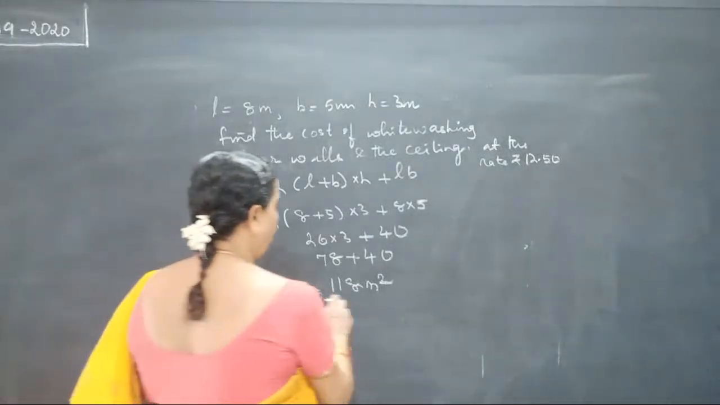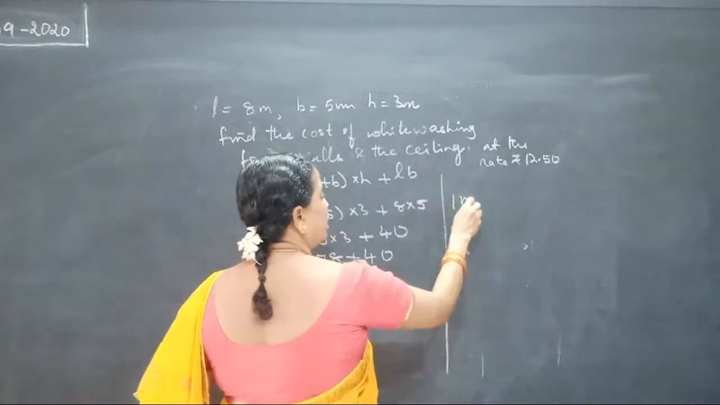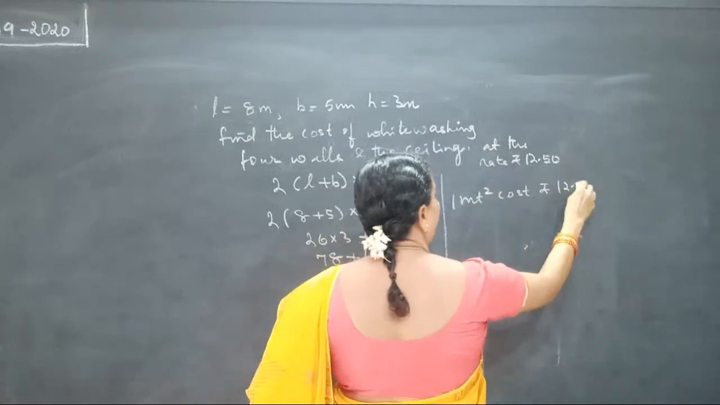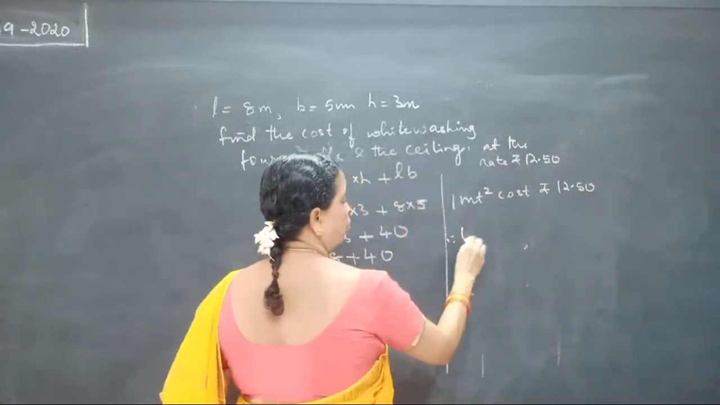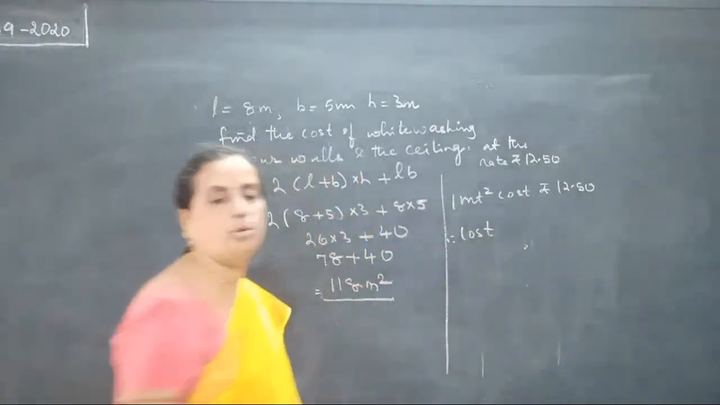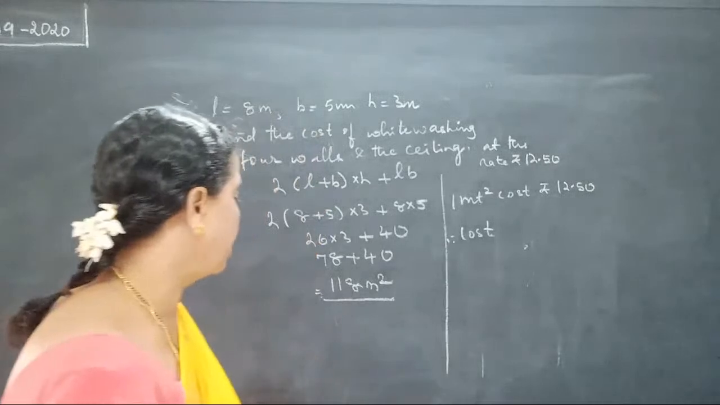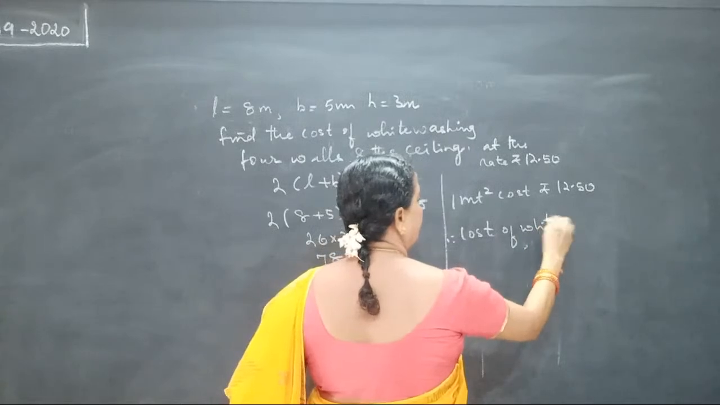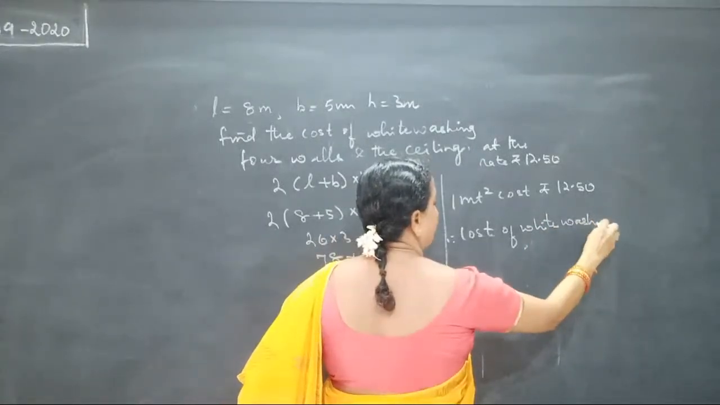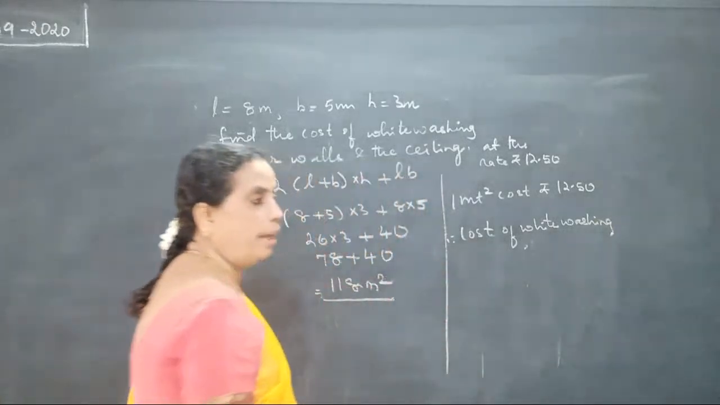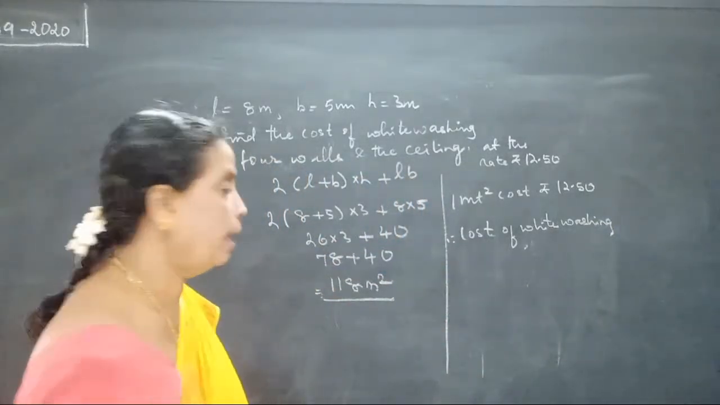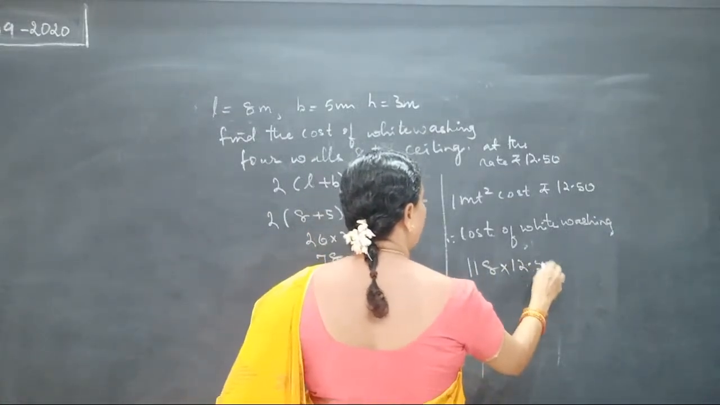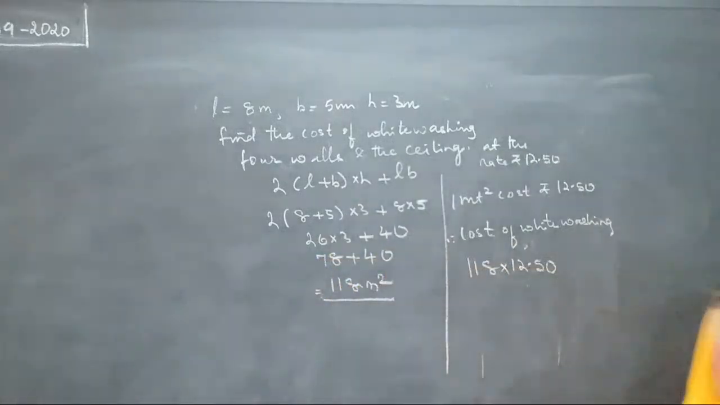Now calculate the cost of whitewashing. 1 meter square costs rupees 12.50. Therefore, we need all the steps. Don't do just the calculation. Show each working properly. Suppose the final answer is wrong, you may still get marks for the steps. That is 118 into 12.50. Come on, do the calculation.